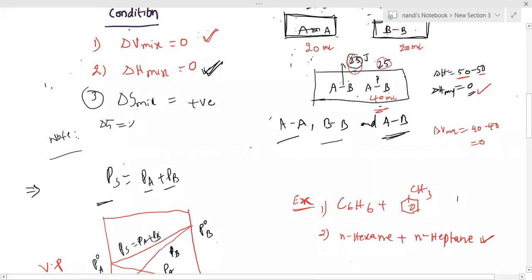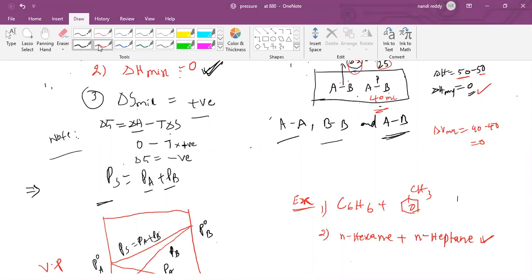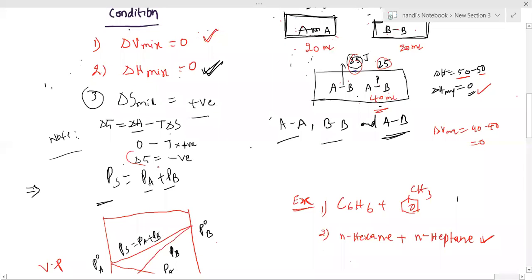Delta G equals delta H minus T delta S. Delta H mixture equals 0, minus T, and delta S is a positive value. So does delta G become positive or negative? Minus into positive, this is negative. Delta S is positive here, so delta G becomes negative. Negative means spontaneous or non-spontaneous? Spontaneous. We are just including thermodynamics also, nothing else.